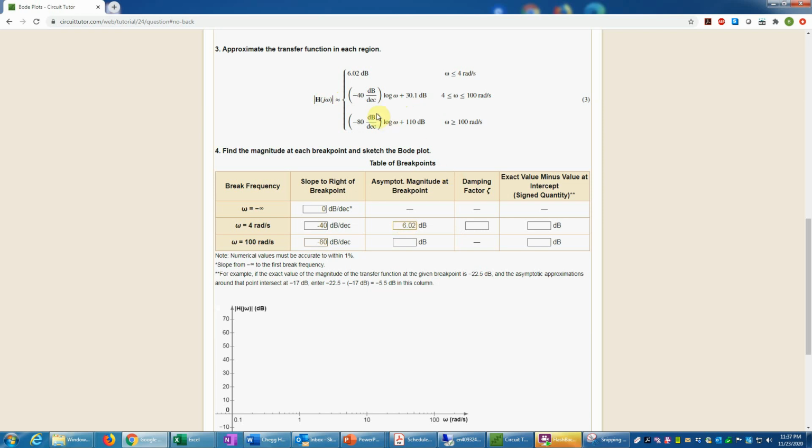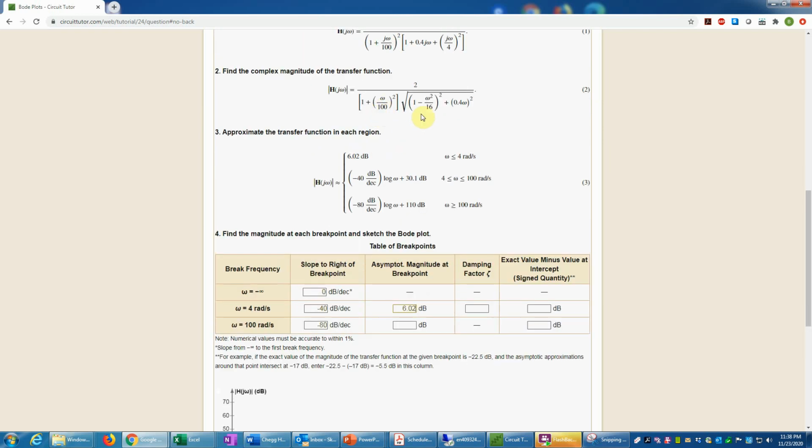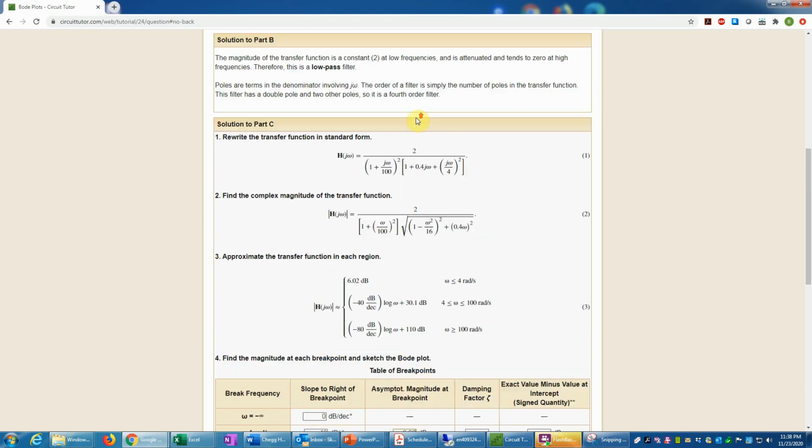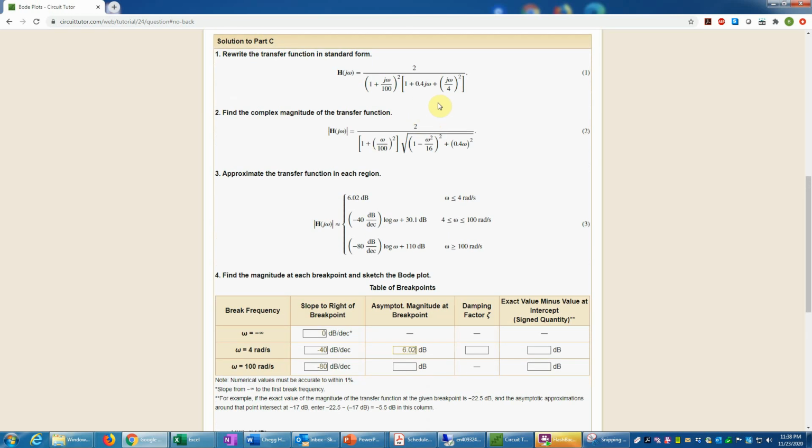Now, because that first pole at 4 radians per second corresponds to this quadratic term, remember that that's now asking me for the damping factor. And remember that's the 2 zeta times omega over omega naught.